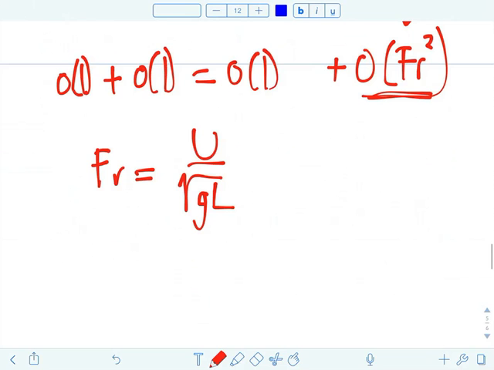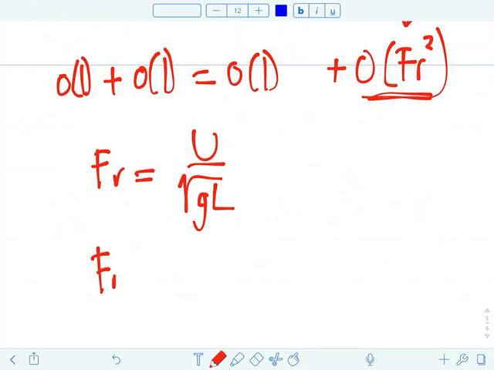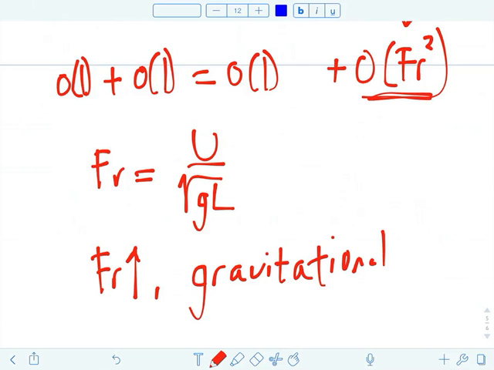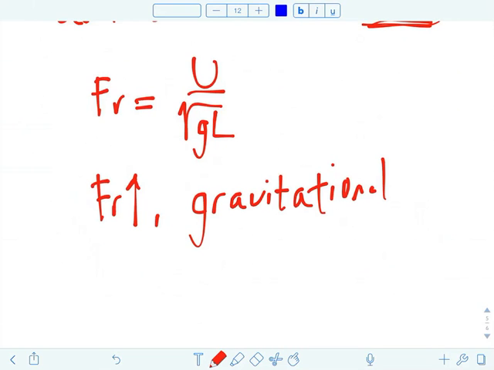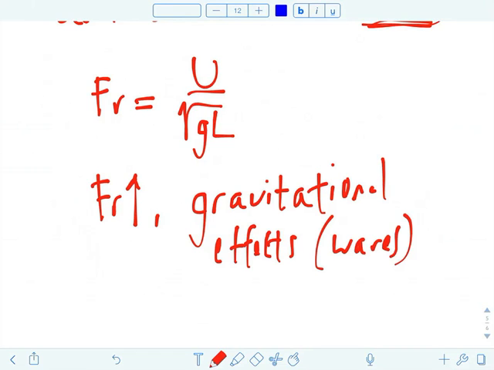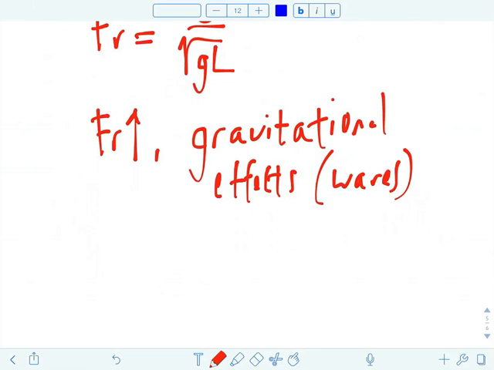As Froude goes up, the gravitational effects become important, namely waves effects are important. So I'm going to write this as waves become important. At vanishing Froude number, if Froude number goes to 0, we can neglect the influence of waves. As the Froude number gets larger, we can include the influence of waves.